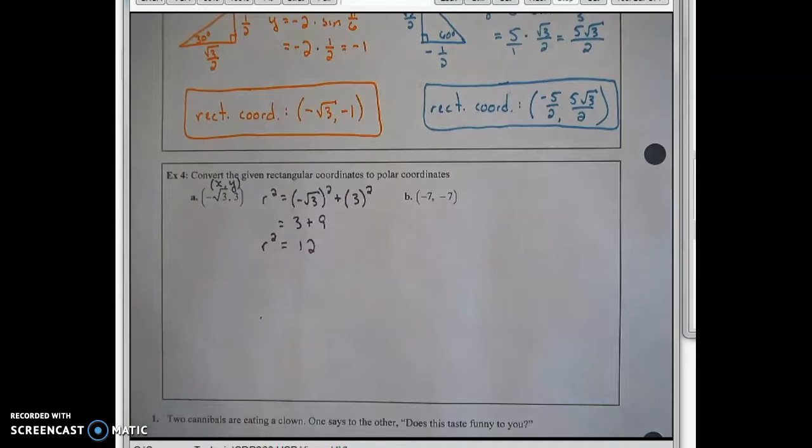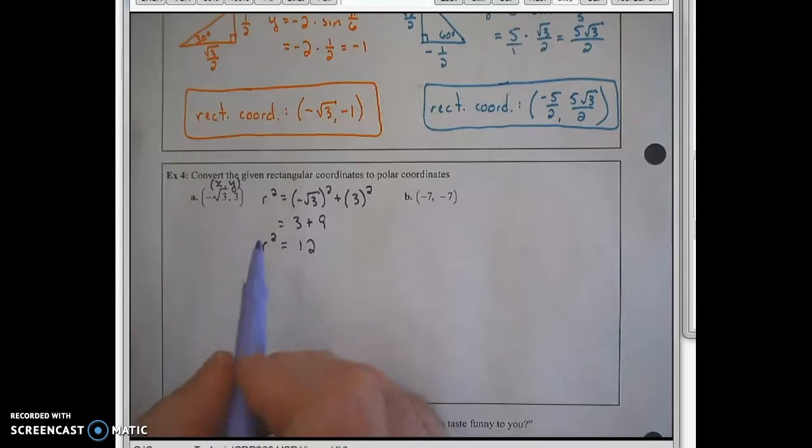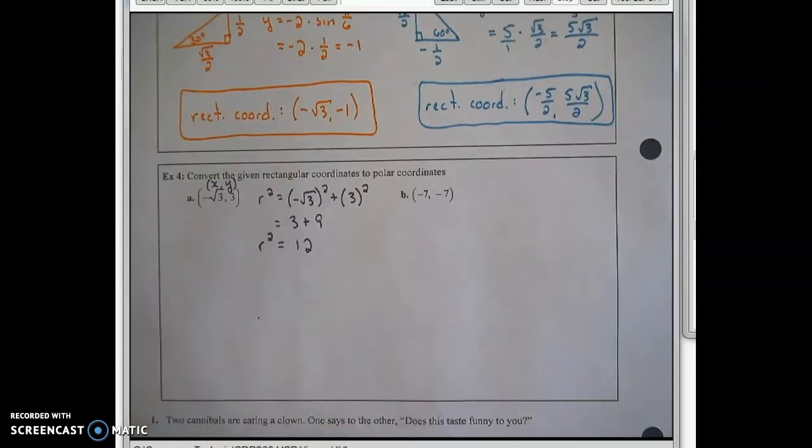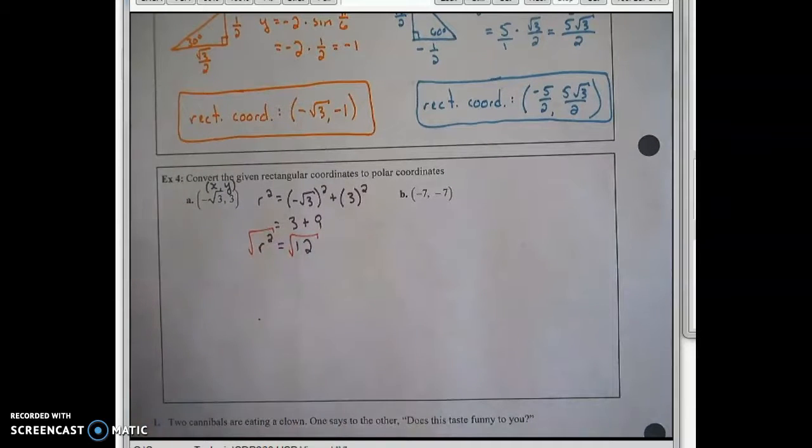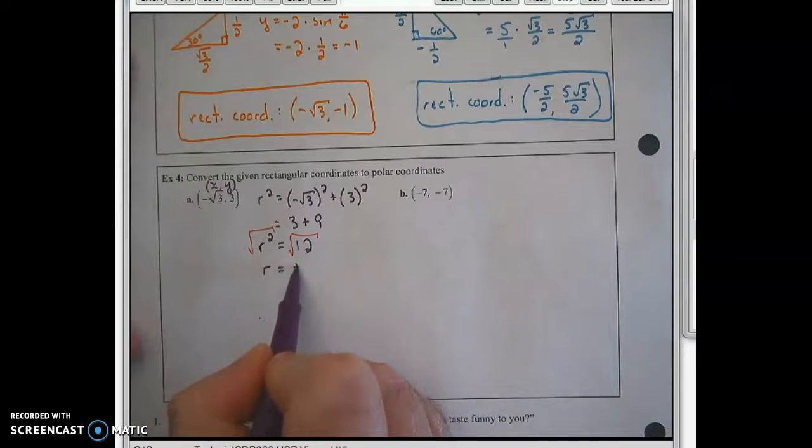So now I want to square root both sides. All my colors are at home. And I guess this will have to, no, let's go with pink. So square root is on fire. We don't need no water, we just need a plus or minus.